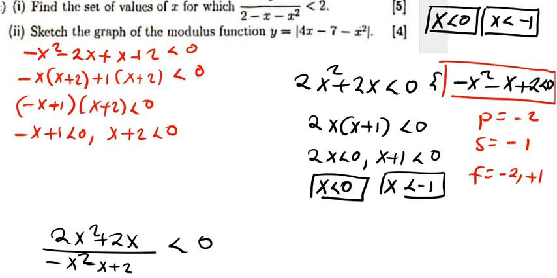I'll shift 1 to the other side, so it will be negative x less than negative 1. I divide both sides by negative. The moment you divide by a negative, the inequality changes, and negative divided by negative will be positive 1. This is another critical point that I have. Then this one, it will be x is less than negative 2.